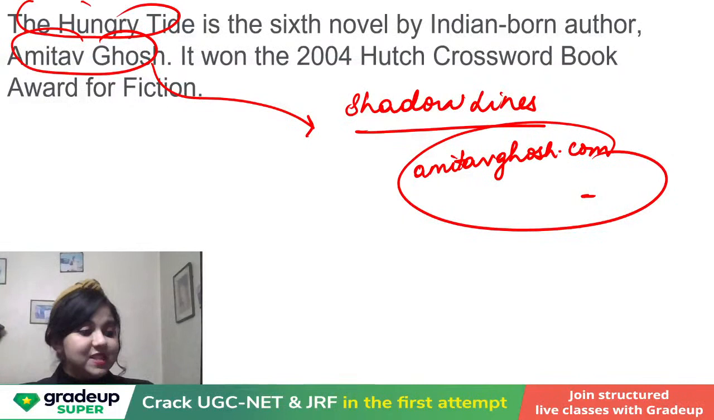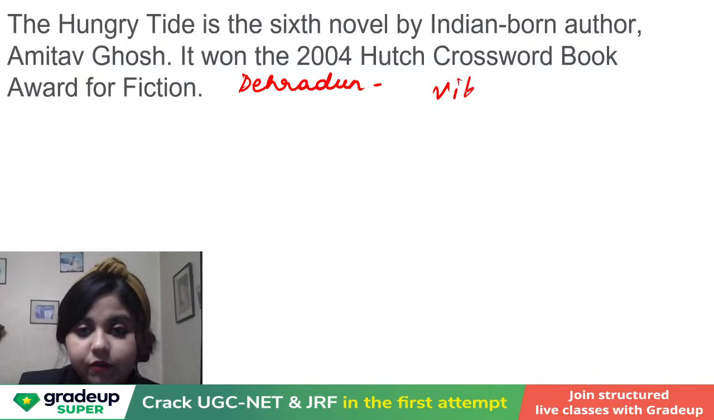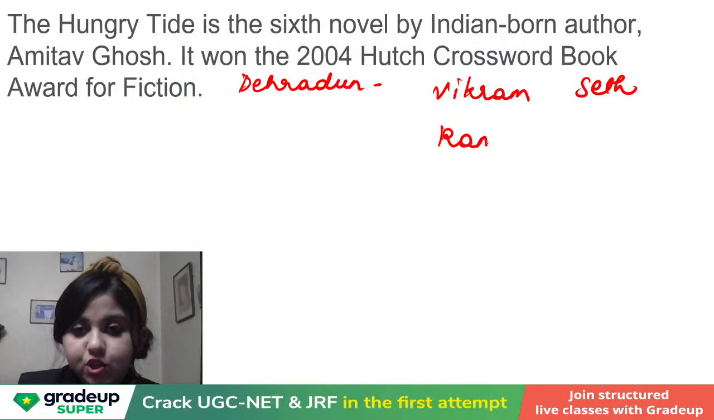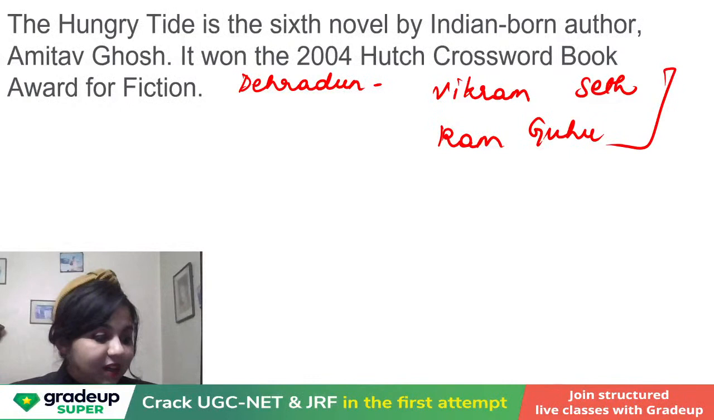And you know, this was a question that was asked in one entrance, I don't know why. When he was in Dehradun, he was at Doon School, Dehradun. Vikram Seth and Ram Guha, Ramachandra Guha, the historian, were his contemporaries. Ram Guha and Vikram Seth were his contemporaries, right? That is the time that he had spent there.